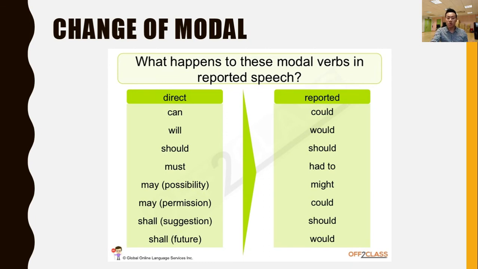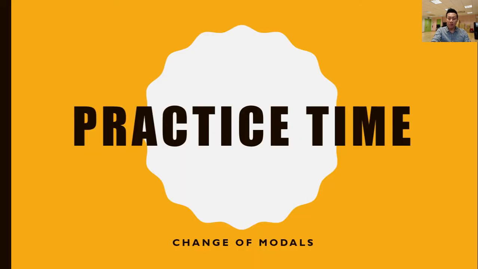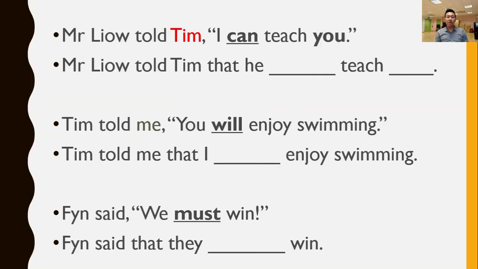Shall could be a suggestion, or should, or it can refer to the future, whether this would happen in the future. Alright, some examples for you to practice. Mr. Liao told Tim, "I can teach you." In reported speech, Mr. Liao told Tim that he can, you change to could, and teach him, because it's referring to Tim. I'll read again. Mr. Liao told Tim that he could teach him.